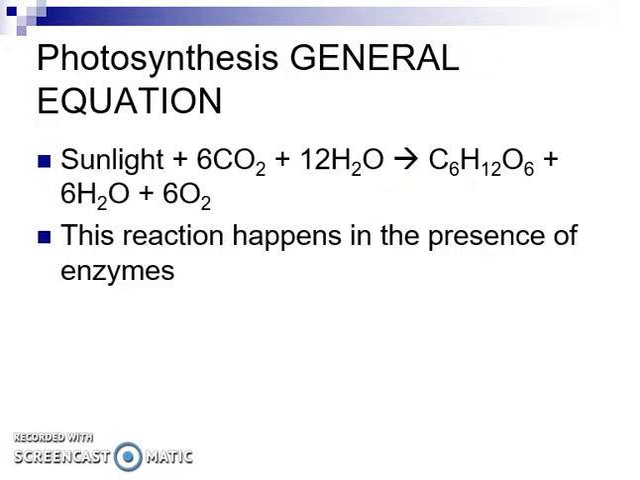Now, the general equation for photosynthesis, this is the balanced equation, so you're going to see coefficients there, is sunlight plus carbon dioxide plus water is going to yield and give you glucose, more water, and oxygen. This reaction only happens in the presence of enzymes and sunlight. So enzymes, remember, they're a specific type of protein that are going to help speed the chemical reaction by lowering the energy required to do them.